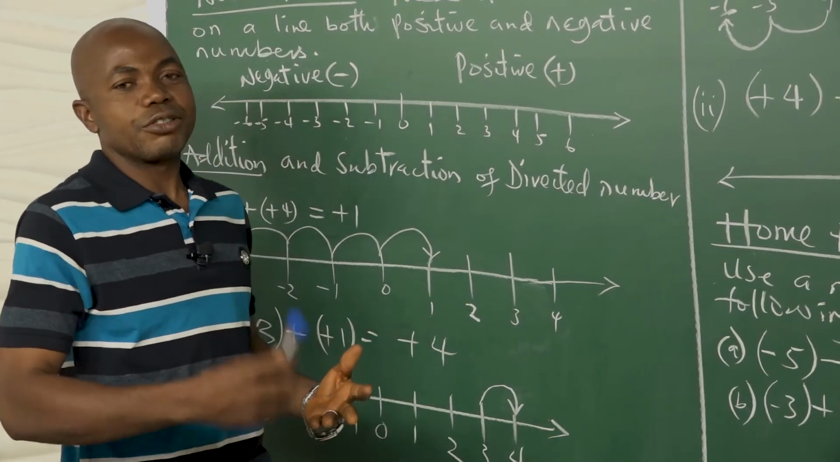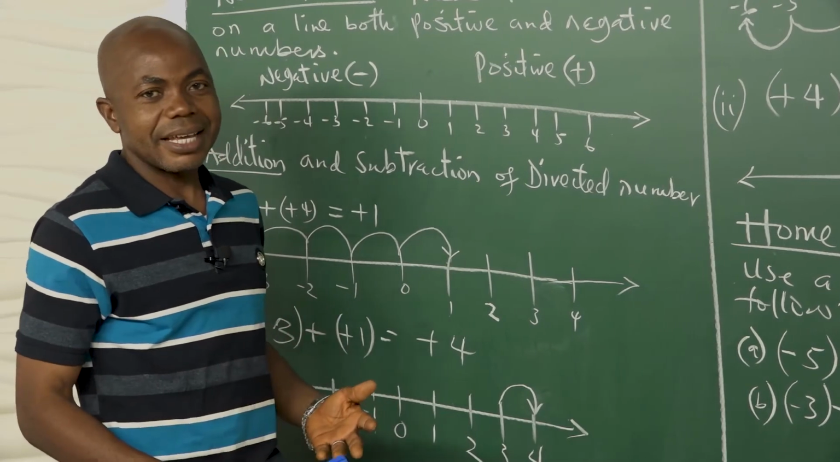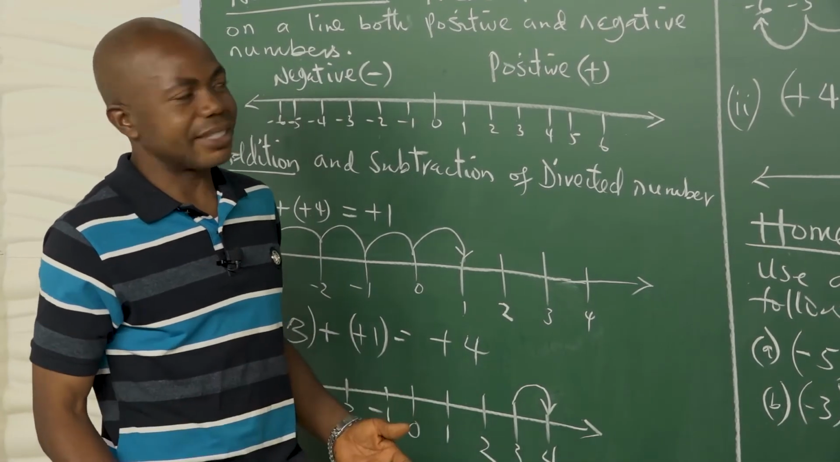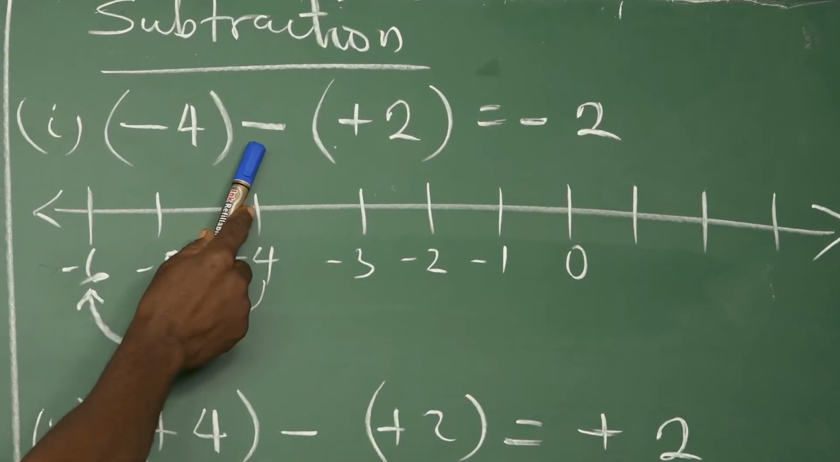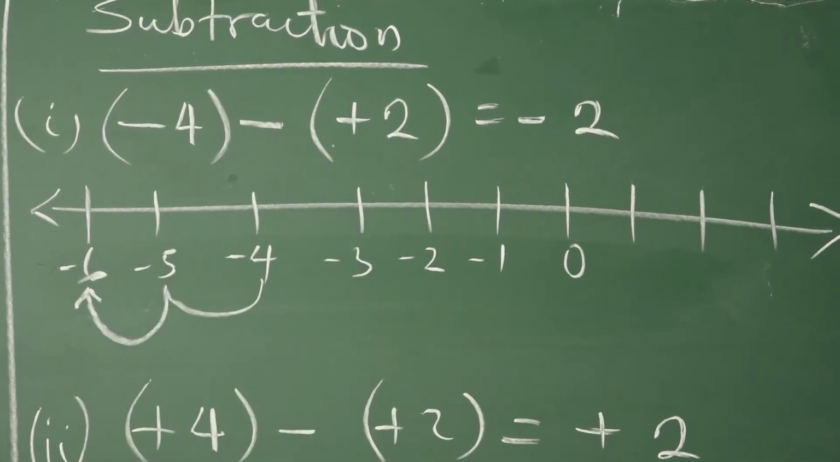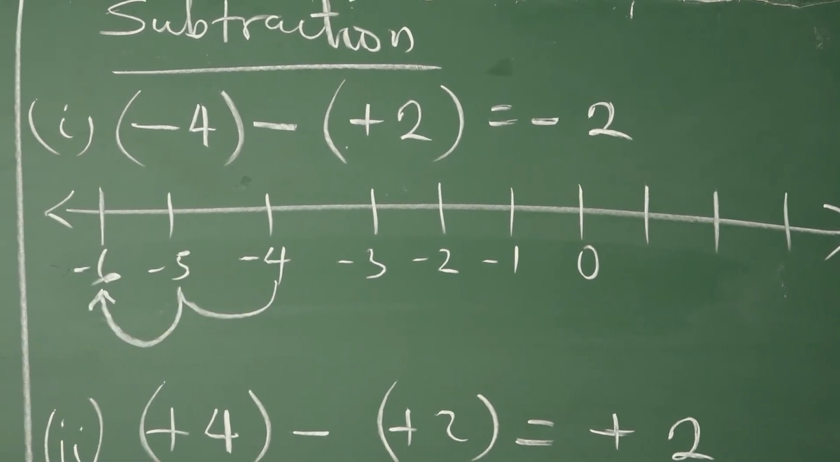You can subtract two positive numbers. You can subtract positive and negative numbers. And we have examples. Minus 4 minus plus 2. I don't want you to be worried about the answer. Let's just follow the number line and the answers will appear.